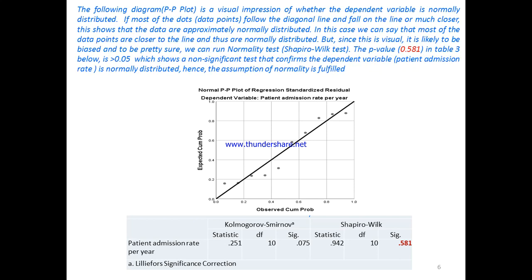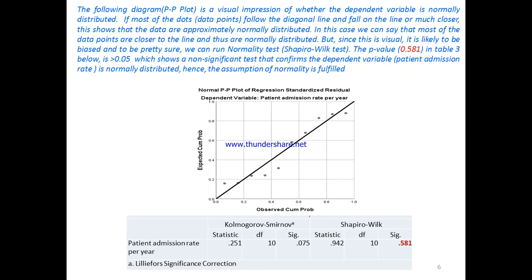As you can see from this output, most of the points follow the diagonal line, and a few of them are dispersed away. Because it is a visual impression, we can see that the data is approximately normally distributed, but we cannot be 100% sure. When we doubt our visual impressions, we have to run a normality test, the Kolmogorov-Smirnov test or otherwise the Shapiro-Wilk test.